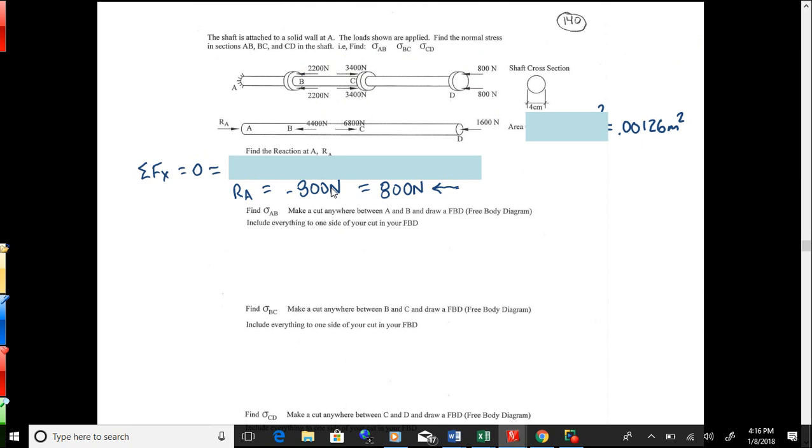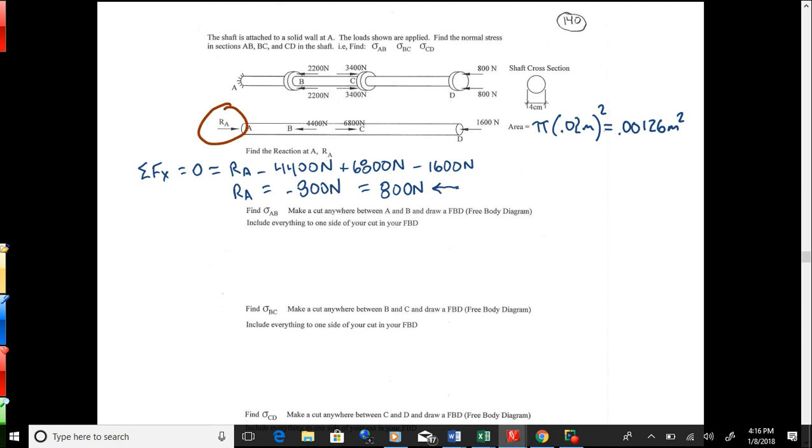So if I solve for RA, what I get is negative 800 newtons. Now I assumed RA acted to the right, so that went into my equation as a positive number. What I got for RA for an answer was a negative. Now what that means is, no, it doesn't act to the right. So the negative there means it doesn't go to the right, it goes to the left. So that's 800 newtons to the left.